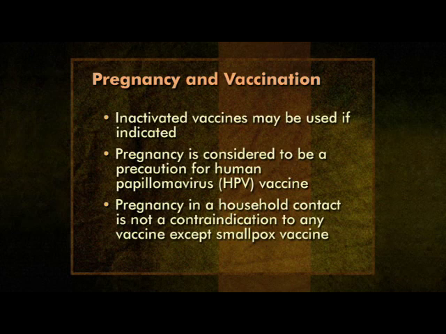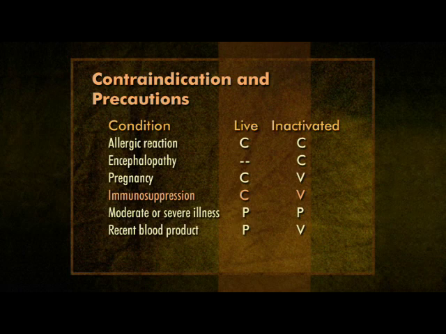Pregnancy is considered to be a precaution for human papillomavirus vaccine. We will discuss this in more detail in the HPV module of the series. Pregnancy in a household contact is not a contraindication to any vaccine except smallpox vaccine. Immunosuppression is a contraindication to most live vaccines. Although severe combined immunodeficiency is a permanent contraindication to rotavirus vaccine, immunosuppression from other causes is considered to be a precaution to rotavirus vaccine.